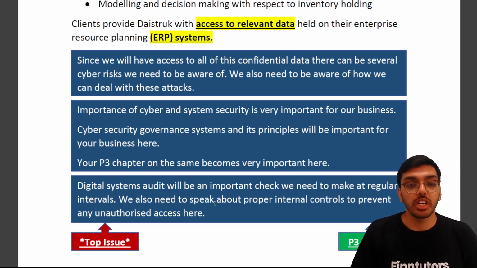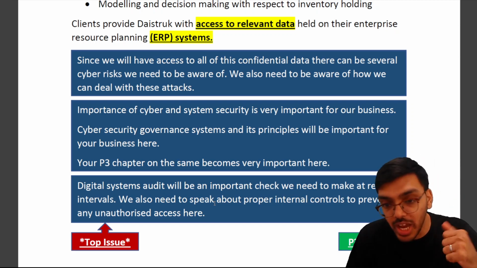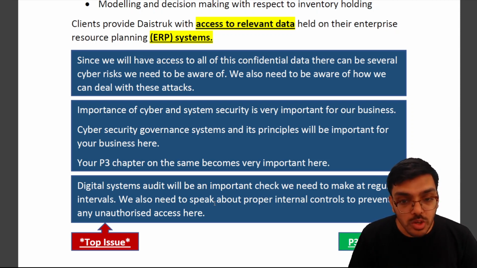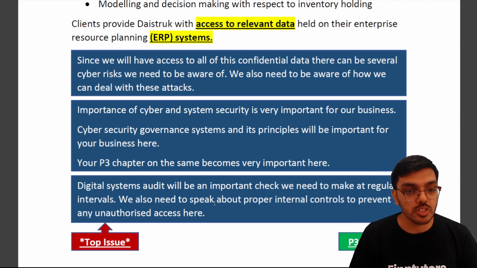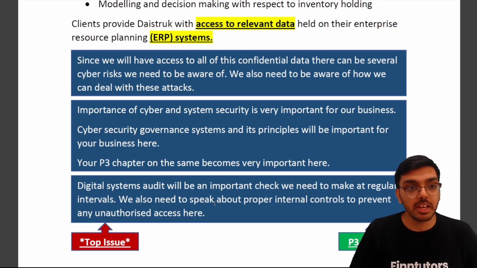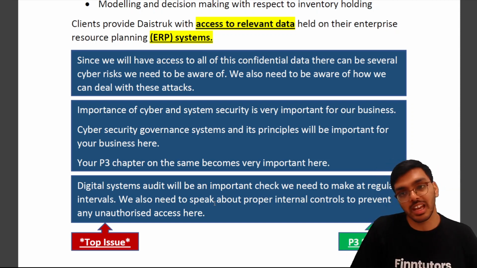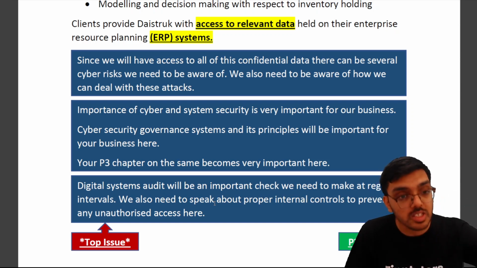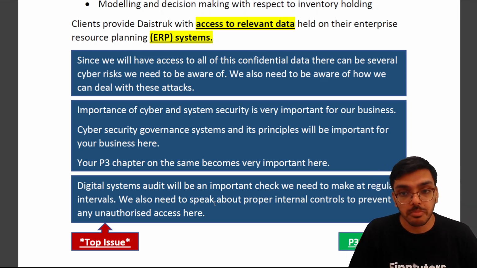Digital systems audit will be an important check we need to make at regular intervals. We also need to speak about proper internal controls to prevent any unauthorized access here. So what internal controls can we put in place? What type of risks, cyber risks can occur? How do you deal with those cyber risks? What is your company's cyber security governance system?